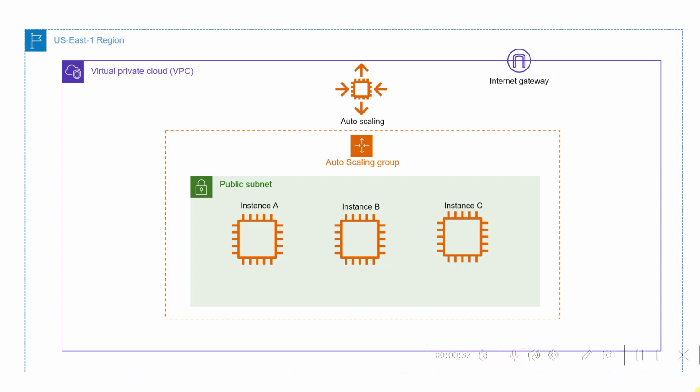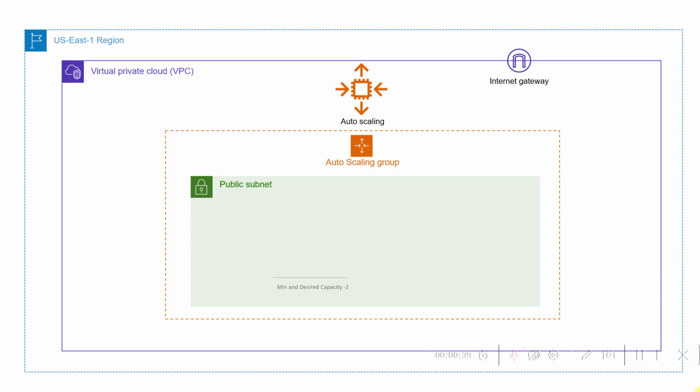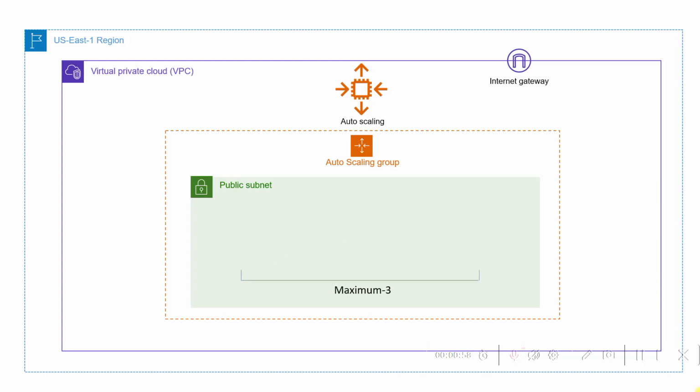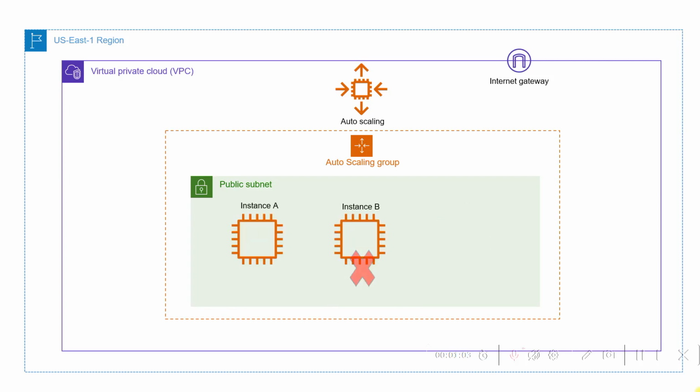In this one, I'm going to configure a public subnet so that we can access these instances from the internet. So I'm taking minimum and desired capacity as 2. I don't want to use any advanced configuration, so just minimum and desired capacity is 2. I will explain in the lab what the minimum, maximum and desired capacities are. Maximum I'm selecting as 3. Initially it will launch with 2 instances, and if any instance goes down, it will automatically launch a new instance.